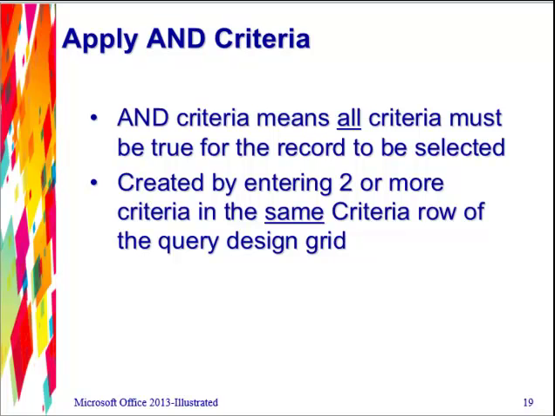Okay, this last part of Access B, Lecture 4, is going to talk about applying the AND/OR criteria and how they're used to work with your databases and manipulate data. The AND criteria, when it's put into the sorting capability, means that all the criteria that are listed all the way across the design view of the table must be true for that record to be selected. It's created by entering two or more criteria in the same criteria row of the query design grid.